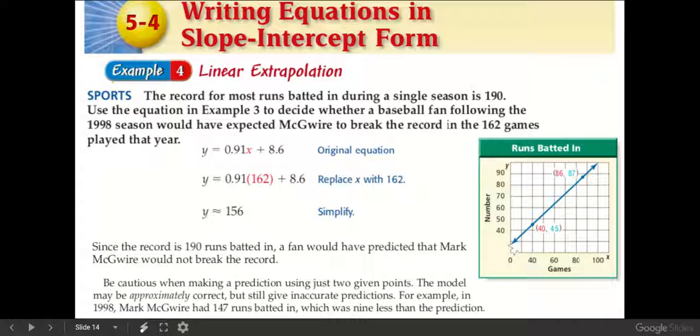But anyways, that's how we write equations in slope-intercept form using different data and different pieces of information.